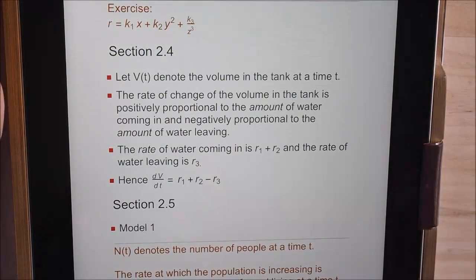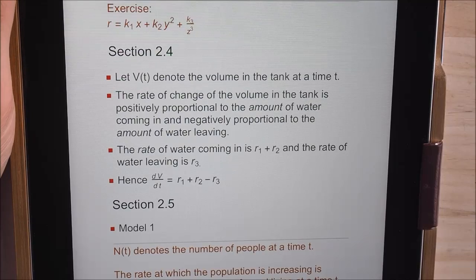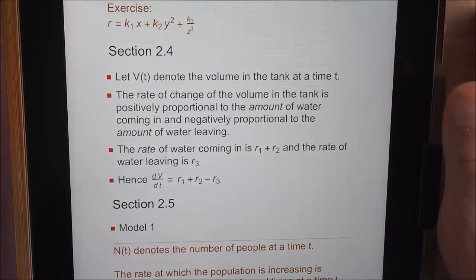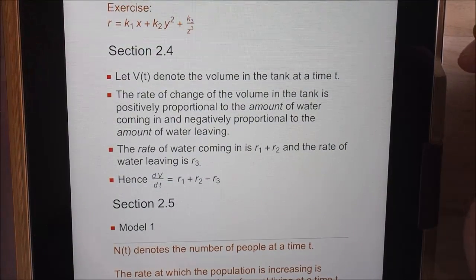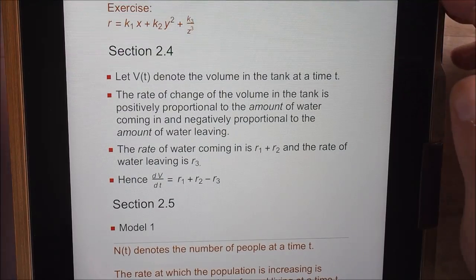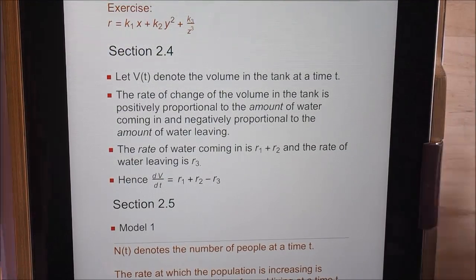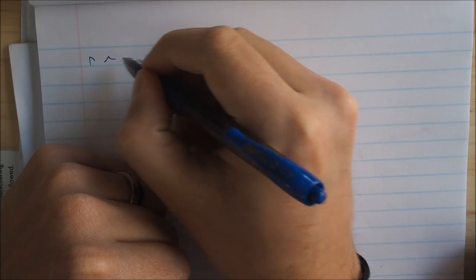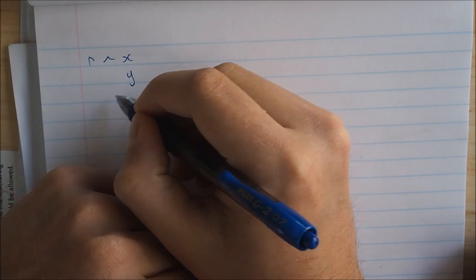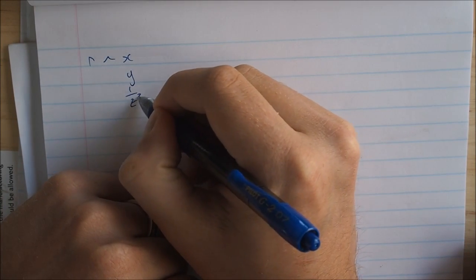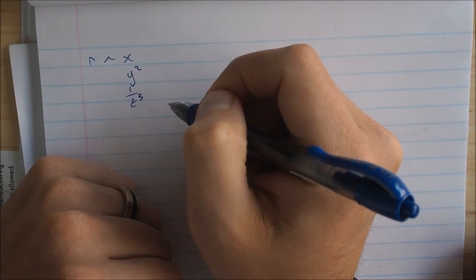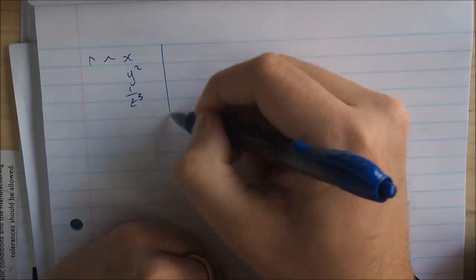So the next part of the notes says the exercises translate into mathematics. R is directly proportional to x and y squared and inversely proportional to z cubed. So we have that R needs to be proportional to x, to y, and inversely proportional to z cubed. Sorry, it was y squared. Yeah. So there are two ways we can write this.